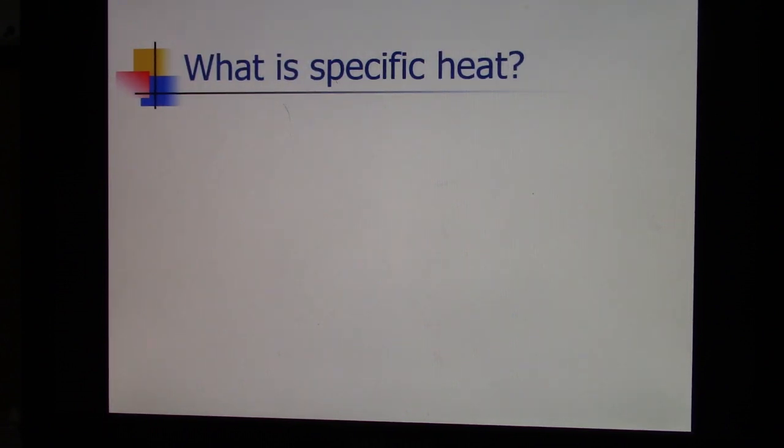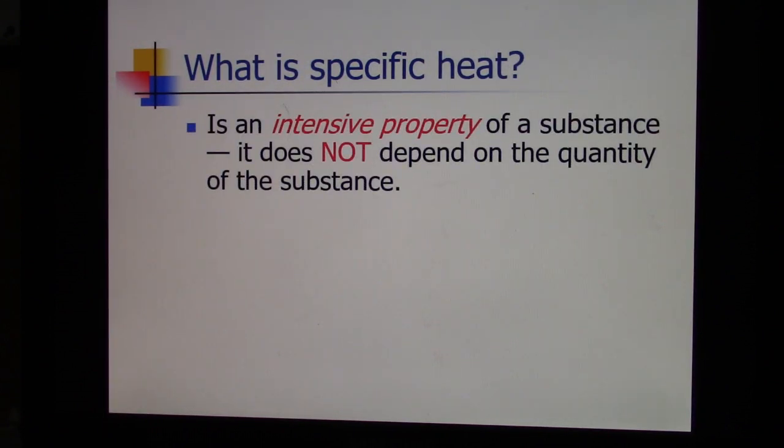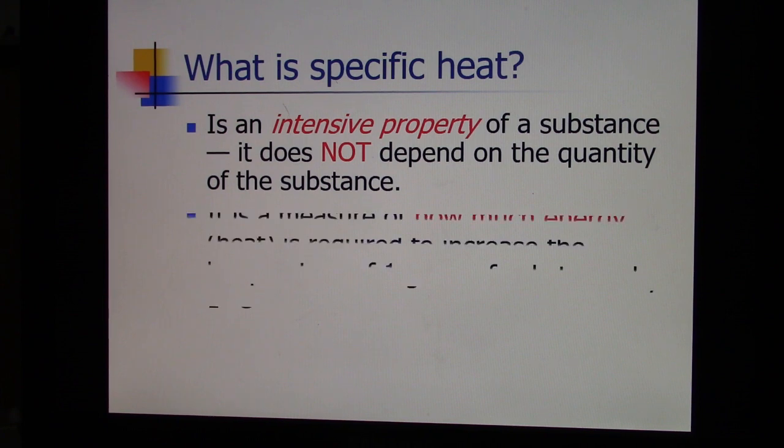So what is specific heat? Specific heat, on the other hand, is an intensive property of a substance, so it does not depend on the quantity of the substance. In other words, if you have a drop of water versus a gallon of water, the specific heat will be the same, because it doesn't matter how much you have. That's what we mean by intensive. It does not depend on the amount present.